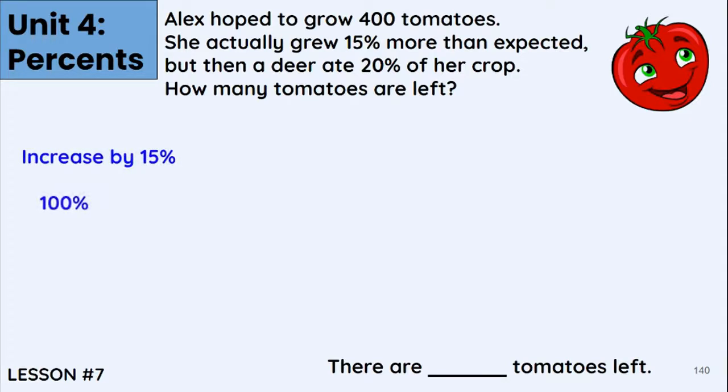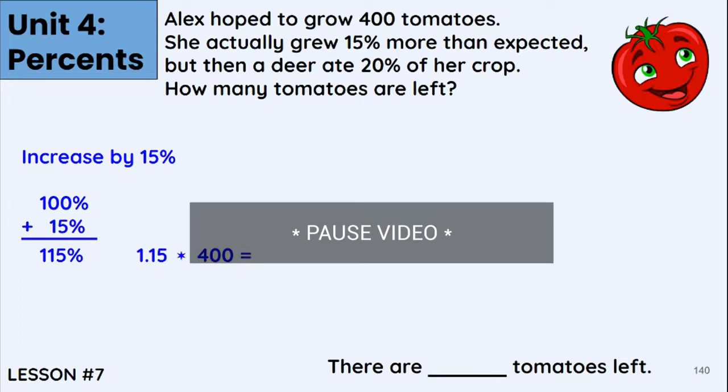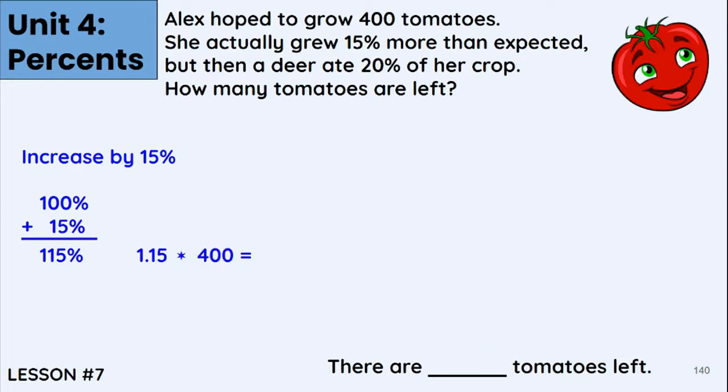So I want 100% of 400 and 15% extra. That is 115%. So go ahead and do 1.15 times 400 to increase 400 by 15%. All right, you should have found that she actually grew 460 tomatoes. But then a deer ate 20% of her crop. How many tomatoes are left?